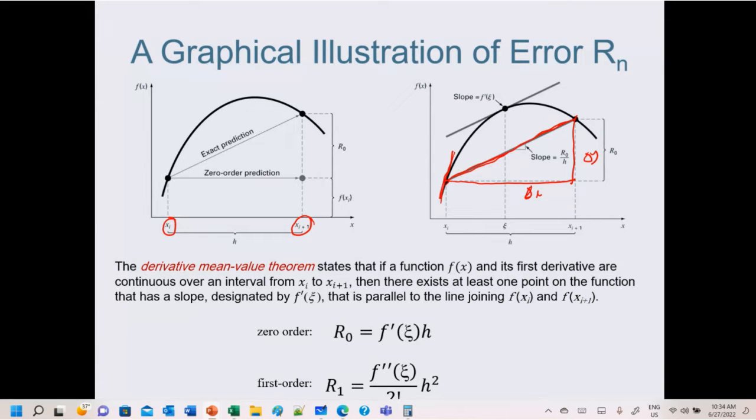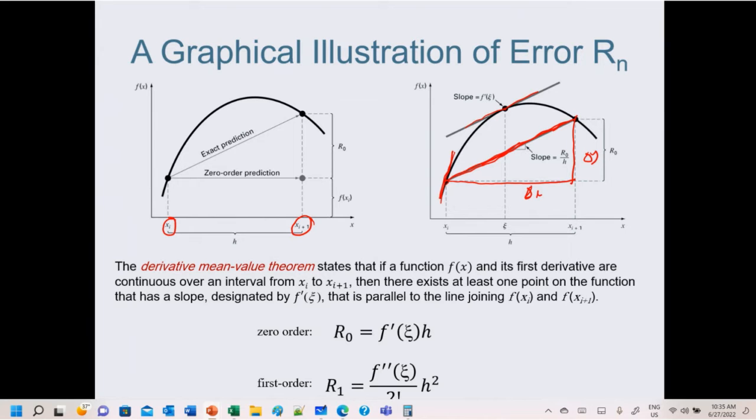Now the theorem states that if the function is continuous, and its derivative is continuous between xi and xi plus 1, then there will be at least one point on the function where the slope is same as the slope that you get by joining the 2 points, f of xi and f of xi plus 1, or the line is going to be parallel to the line that you get here. So there is going to be at least one point on this function where you get this slope.